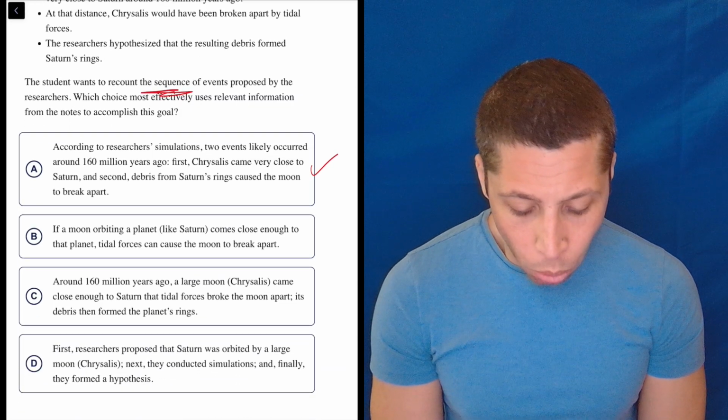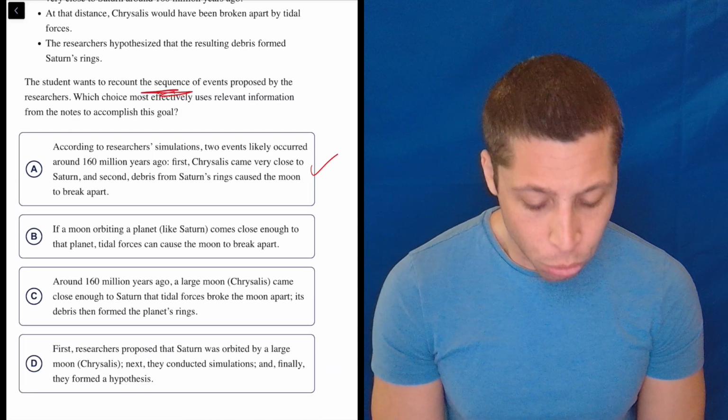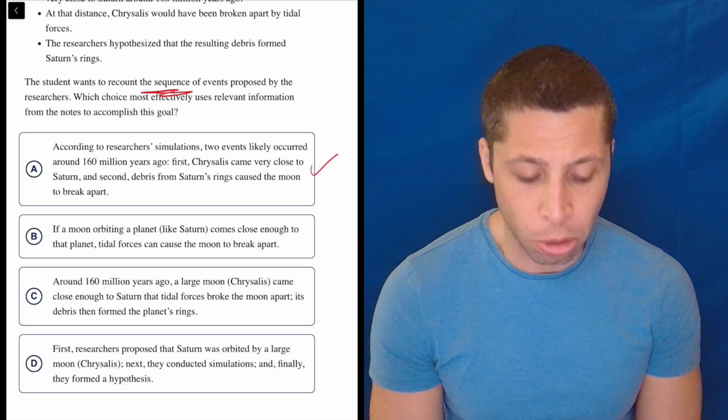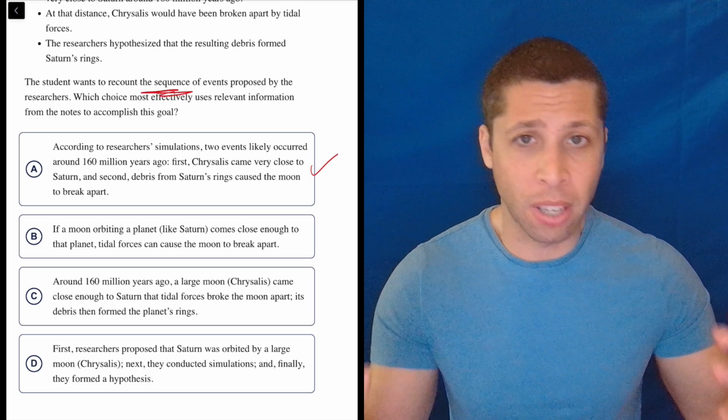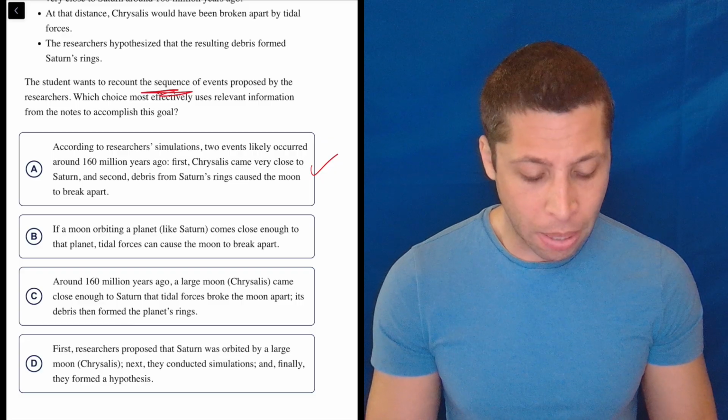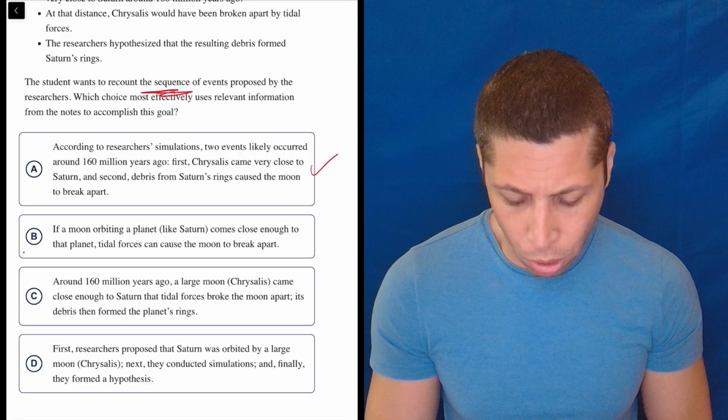B, if a moon orbiting a planet like Saturn comes close enough to that planet, tidal forces can cause the moon to break apart. There's no events there, technically. That is a general summary of some kind of phenomenon, but there's no sequence, so no.